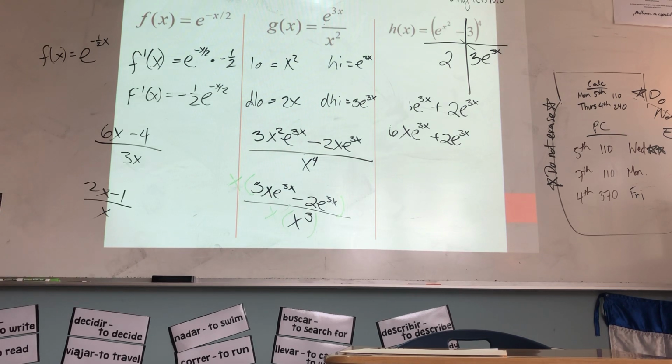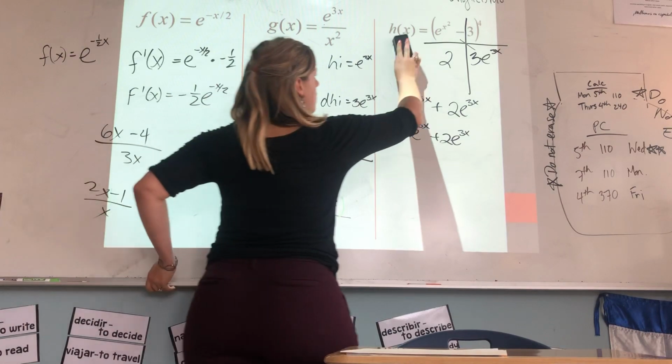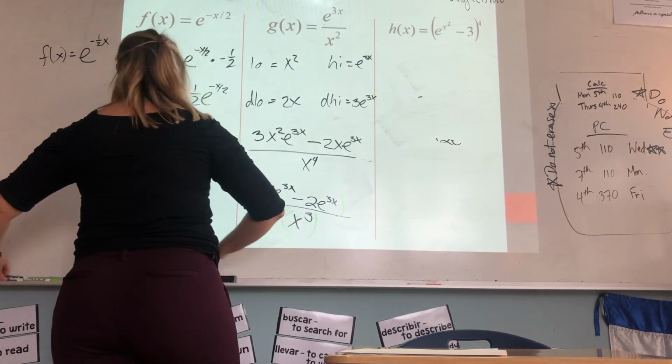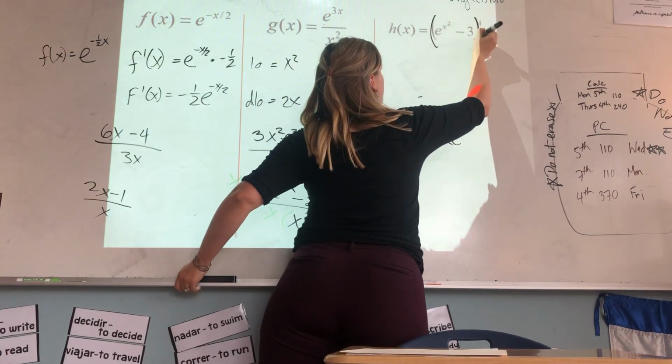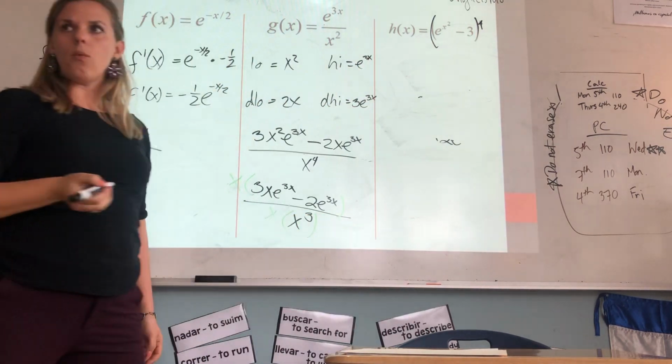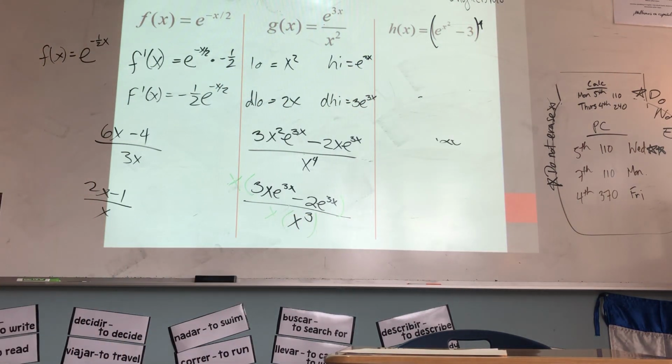Okay, so let's do h. I look at it, there's only an x in one spot. So that means no product, no quotient, okay? This is a chain rule problem. So this is like to the fourth is my big outside. And when you multiply by the derivative of the inside, it can be a little tricky. Okay, go. Try it. Find h prime.